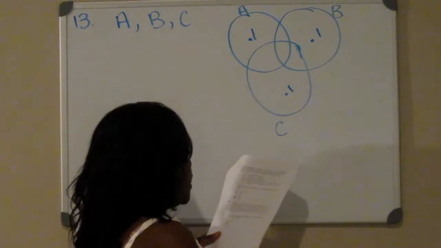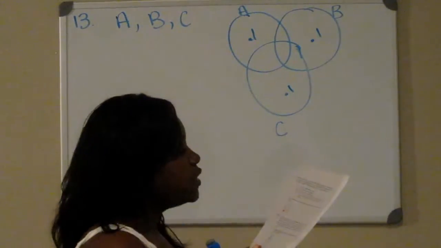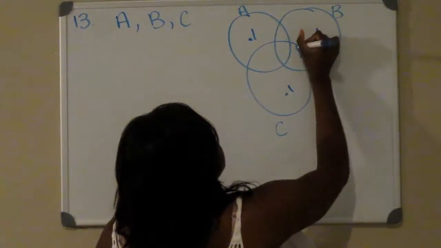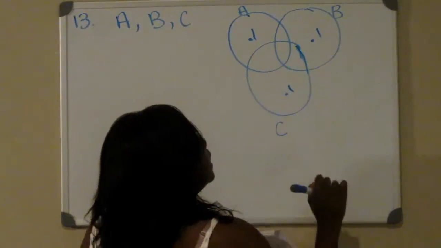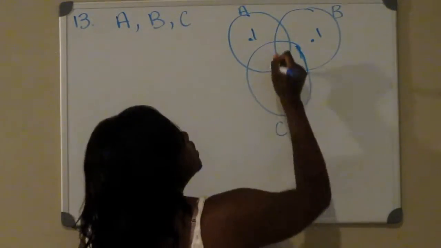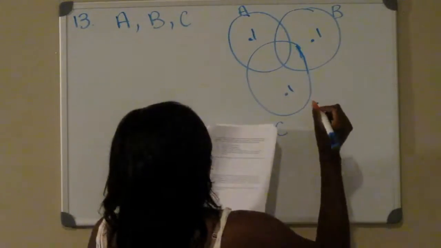For any 2 of the 3 factors, the probability is 0.12 that she has these 2 risk factors, but not the other. So once again, they're letting you know that this is A and B, but not C. It's A and C, but not B, or B and C, but not A. So that's denoted over here. And it's 0.12.